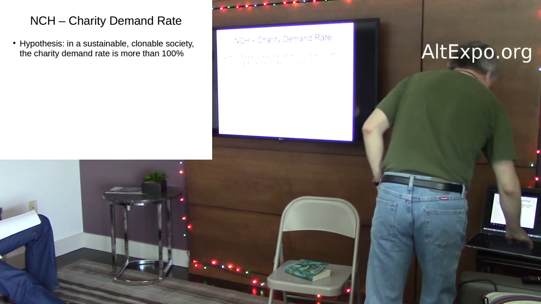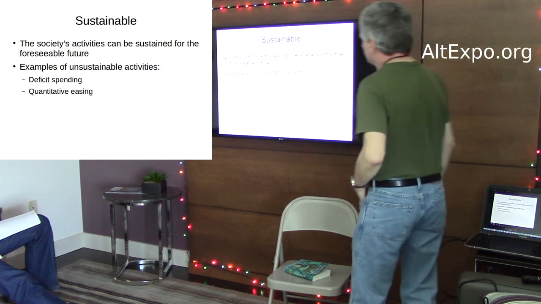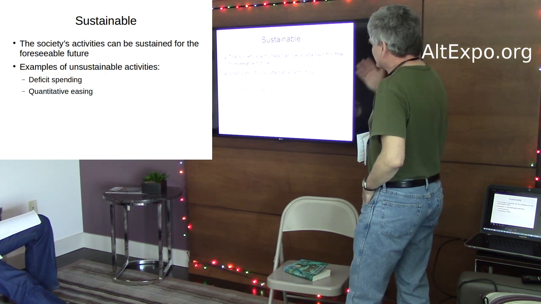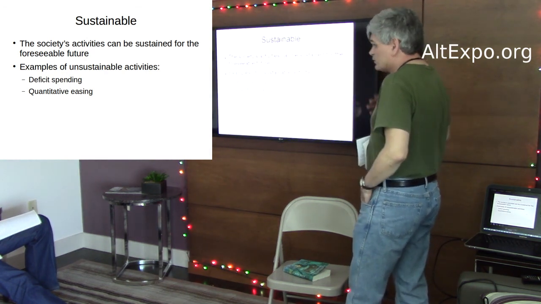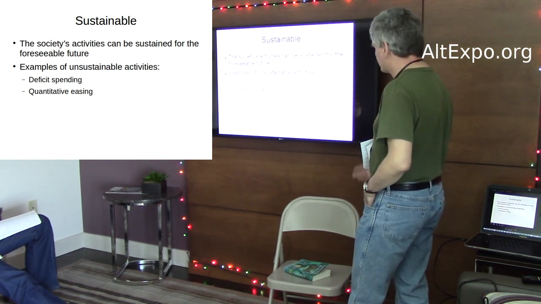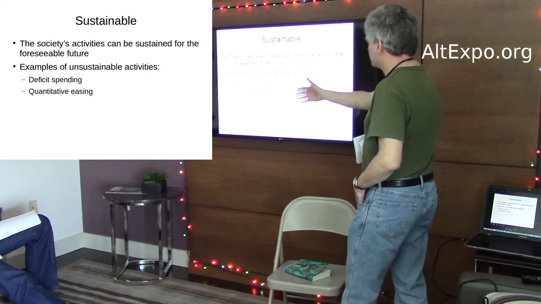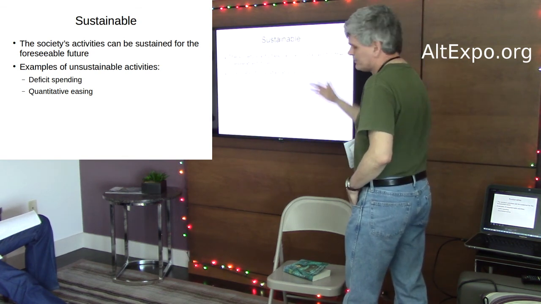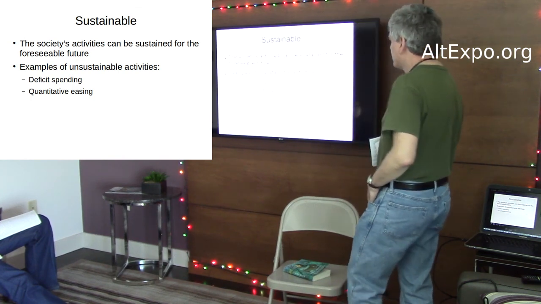Okay, so let me define some terms here. We should be okay on time. A society is sustainable if, this is about what you would expect, the society can continue doing what it's doing for the foreseeable future without running out of something or becoming unstable. Examples of things that, in my opinion, are not sustainable: deficit spending. I don't think we can keep doing that forever. Quantitative easing, obviously.